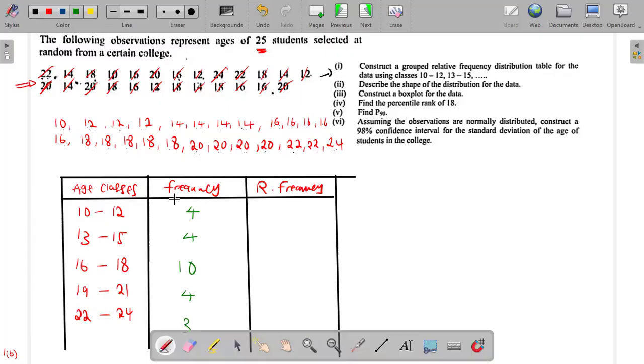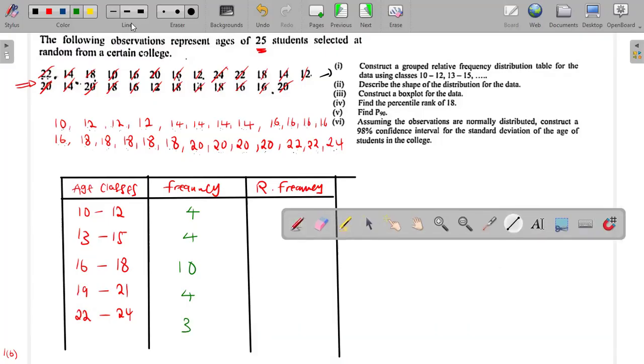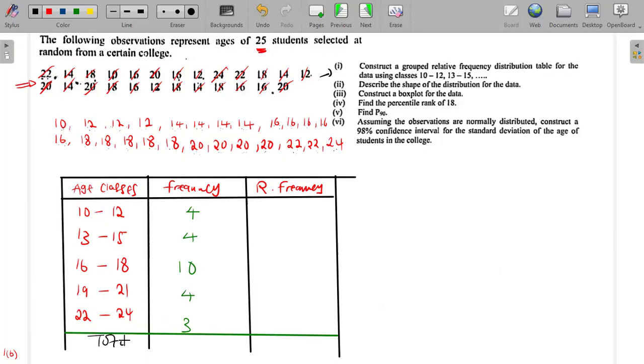Okay, so let me just write a line down there. So you can even put a line there. Okay, and then you write this as the total. So what would be the total frequency? Summation of the F will just be equal to, we just add, and it should give you the number of students that you had, which is 25. So 4 plus 4, okay, that is 8, plus 10, 18, plus 4, 22, plus 3, 25. So we are correct. So 25.